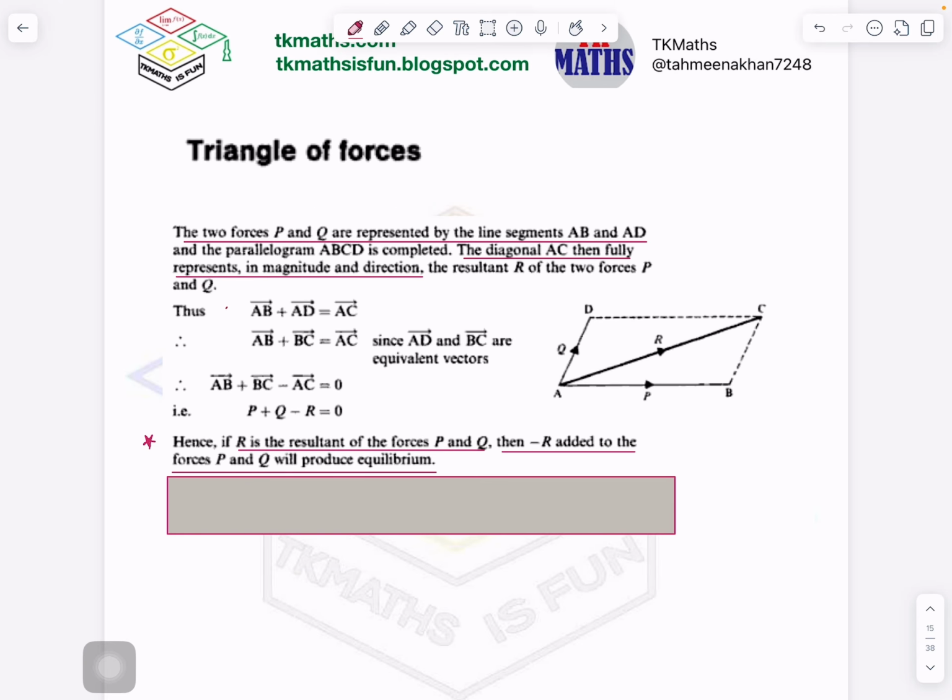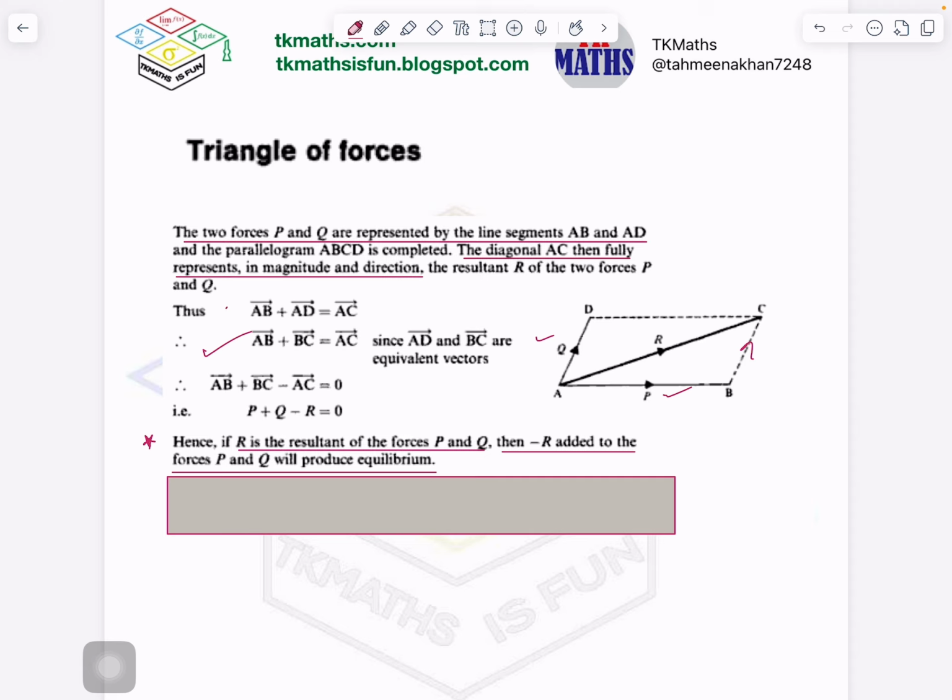First of all, a very important concept: triangle of forces. If there are two forces which are represented in the diagram by the line segments AB and AD and named as P and Q, the resultant of these forces will be AC if you complete the parallelogram. And how will you write it? If you see here, AB plus BC is equal to AC, because the force AD is equivalent to BC.